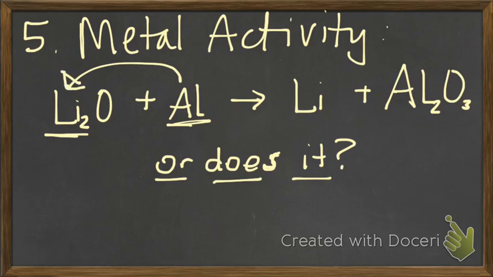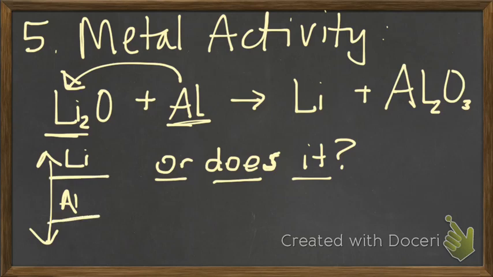In this case, the answer is no, because if you look at your metal activity chart, which has the highest active metals on the top and in decreasing order of activity, lithium comes before aluminum. Lithium is not going to be replaced by something that is lower on that activity chart. So please make sure that you know how to read the metal activity chart and use it to predict whether or not a reaction will occur.